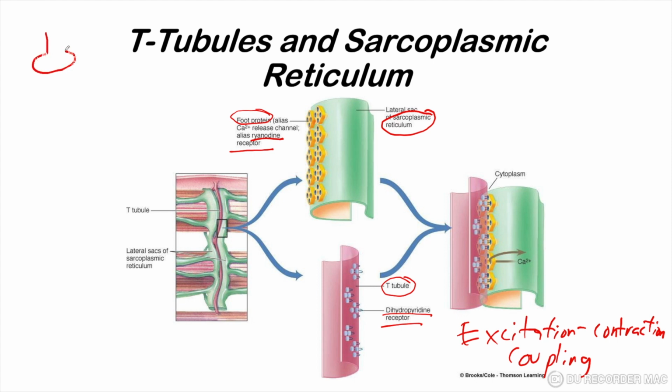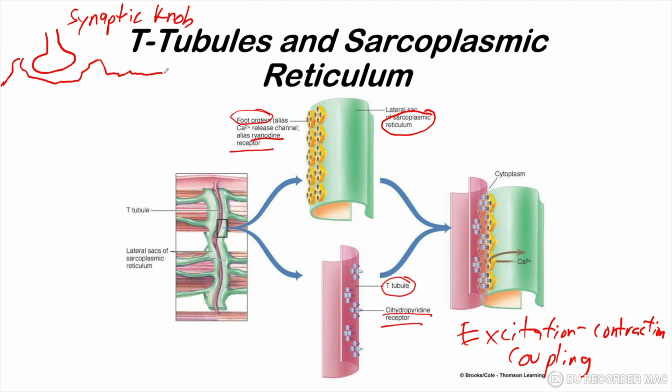we have your terminal button, the axon terminal. So let's just call this the synaptic knob. So remember, you have your synaptic knob. Again, that's the same as axon terminal, the same as terminal button, synaptic knob. So essentially, you have your synaptic knob right there, and you will have what we call your sarcolemma, okay?